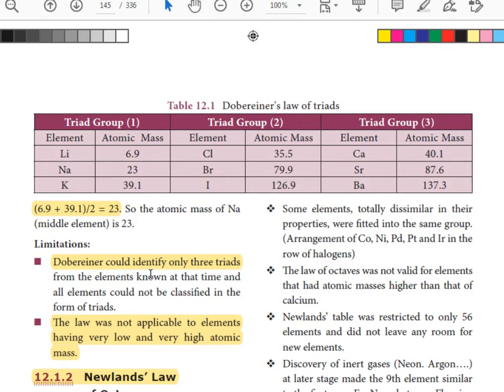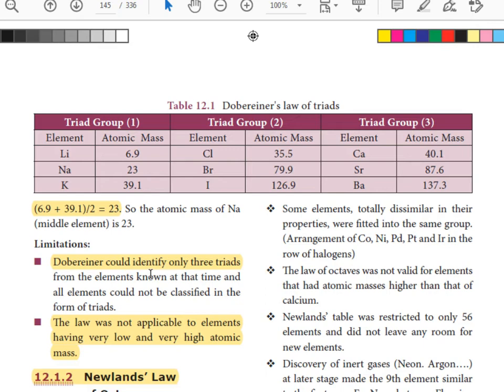Instead of one element per slot, two elements are fitted in the same slot. See here, cobalt and nickel: the atomic masses should be different, but both of them are present in the same column. Likewise, palladium and molybdenum, barium and vanadium, platinum and iridium. So two elements have to be fitted in the same slot. So this is the first drawback.